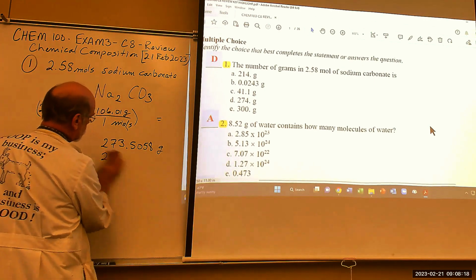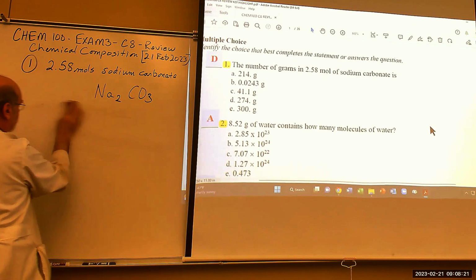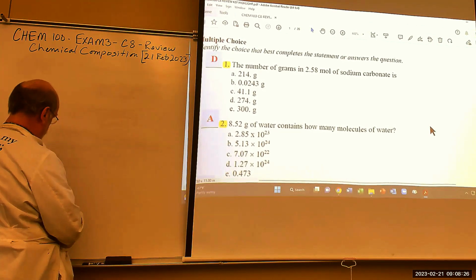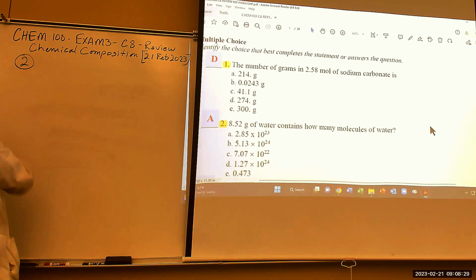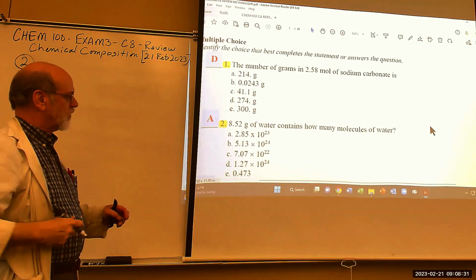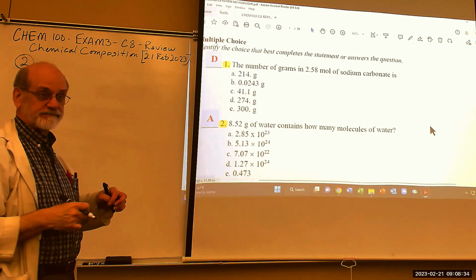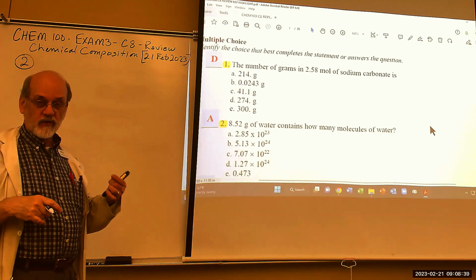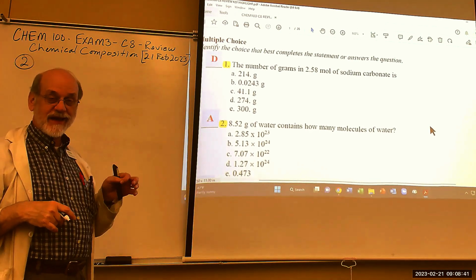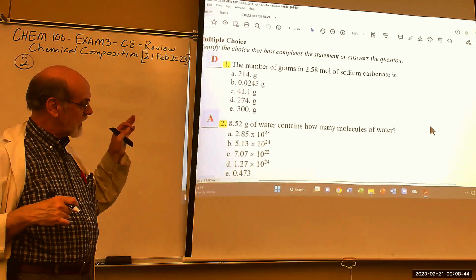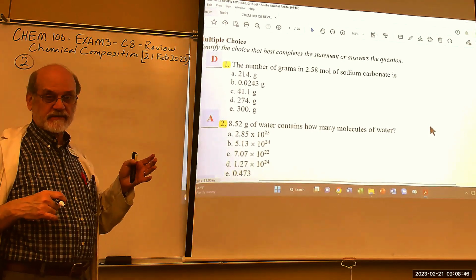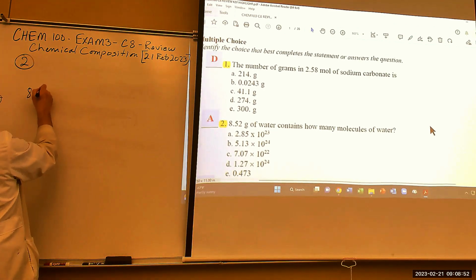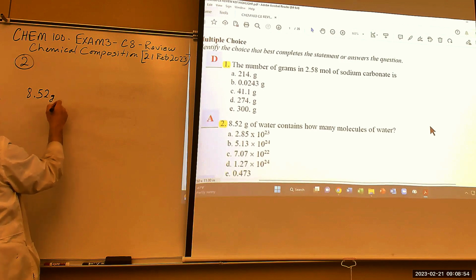All right, number 2. 8.52 grams of water contains how many molecules of water? Okay. The question, how many molecules of water? That means we have to calculate exactly how many molecules of water in that many grams. That's going to be a big number. I mean, you just know that going in. We start off with 8.52 grams of water.